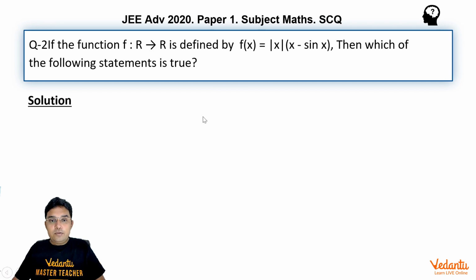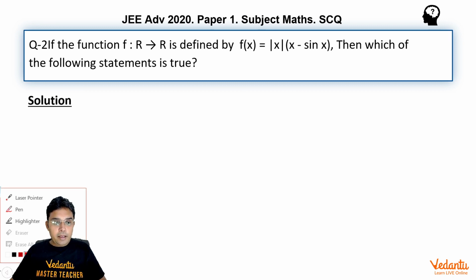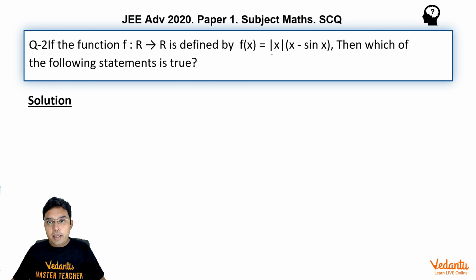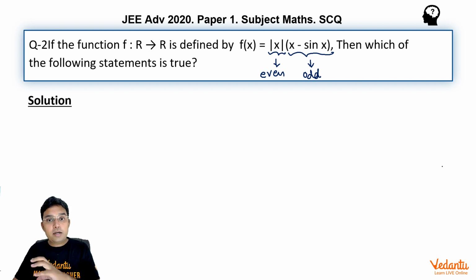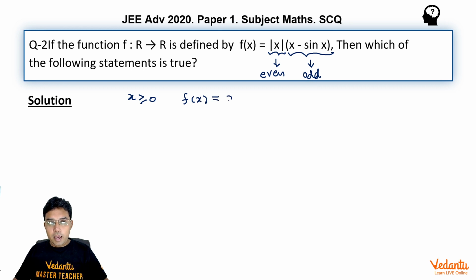Now first, I will say that this function is actually a product of two things, |x| and x - sin x. The first part is even and the second part is odd. That means the product will be an odd function, isn't it? So let us analyze this for two parts, x greater than or equal to 0. Then this f(x) will be x into (x - sin x).